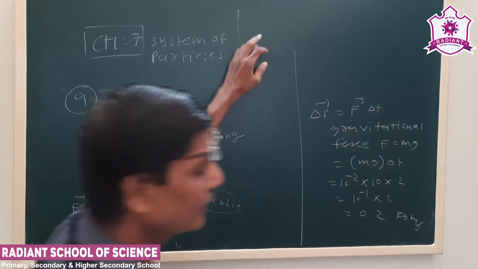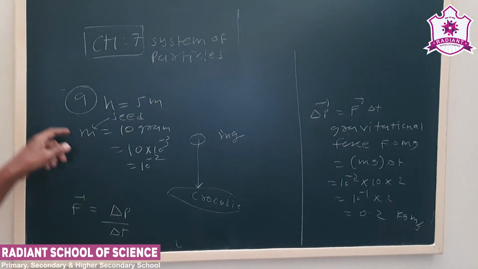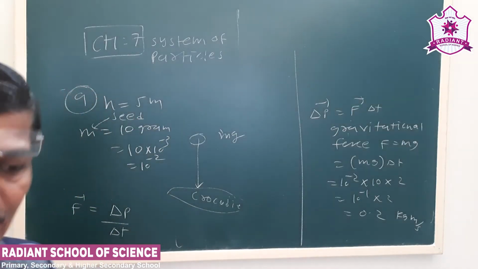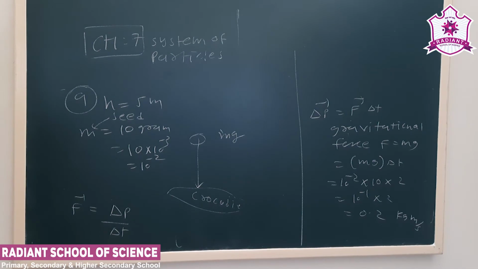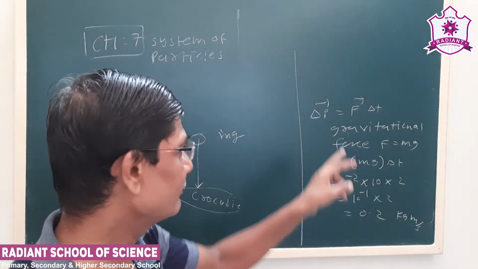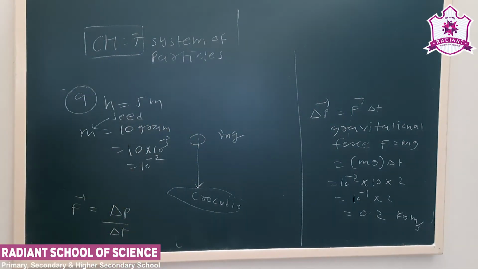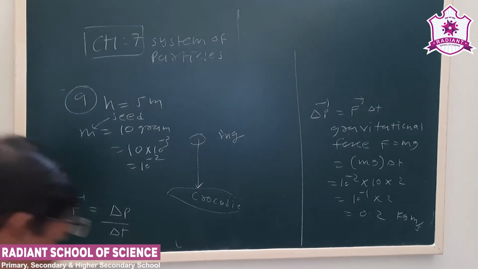Momentum is in kg meter per second. See, it is falling freely. Mass is given. Here we have to assume that only gravitational force acts. Okay, so delta P is F into delta T. Okay, this is how we can solve. Now see the next MCQ.